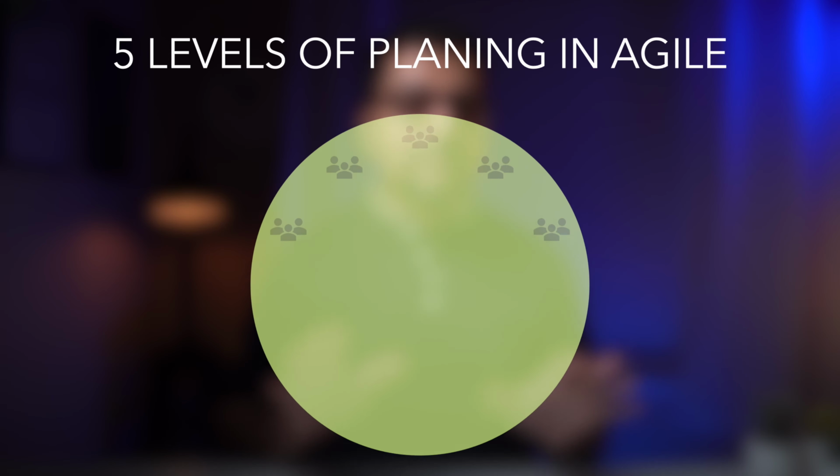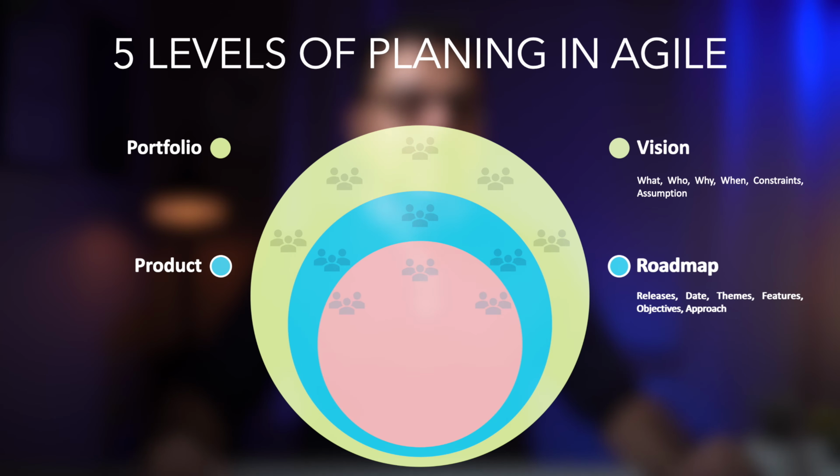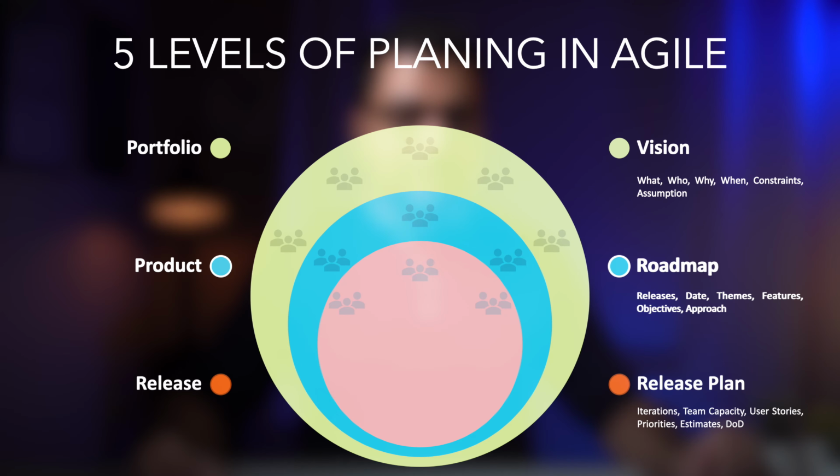With that said, there are 5 levels of planning in Agile. Starting at the portfolio level, we have our vision, followed by roadmaps at the product level, and release plan at the release level. We've already discussed what a product vision is and how to create one in the previous video. Link is in the description if you want to check it out.